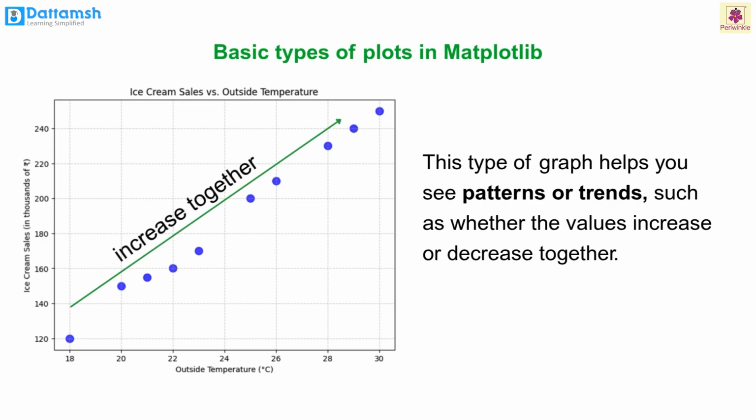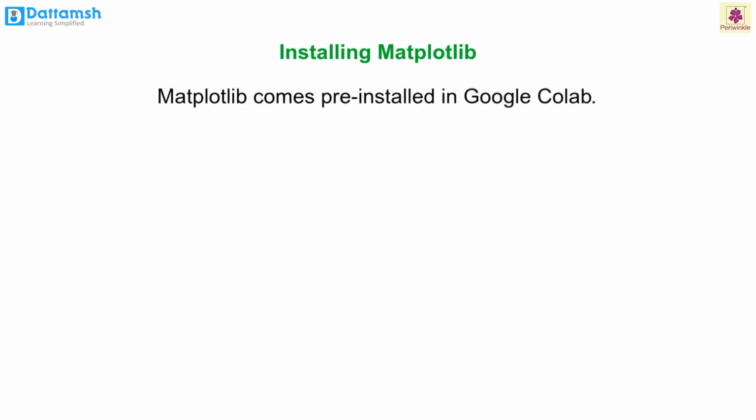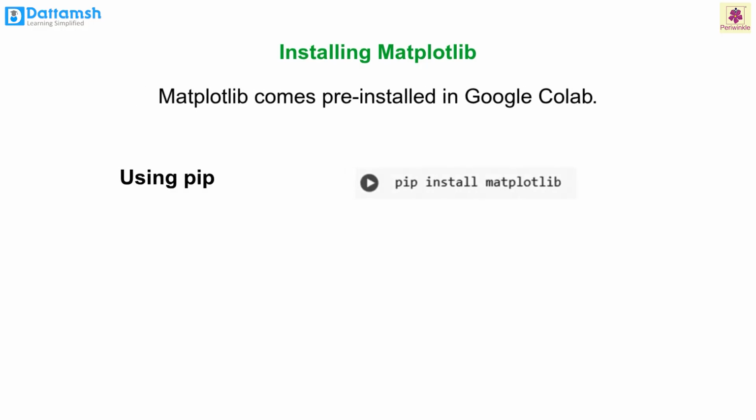Note: Matplotlib is not included by default in your Python IDE. Therefore, it is necessary to install Matplotlib explicitly on your system. The Matplotlib library comes pre-installed in Google Colab. For other IDEs like Python IDLE, install it using pip install matplotlib. This command uses the pip package manager to install matplotlib from the Python Package Index, that is PyPI.